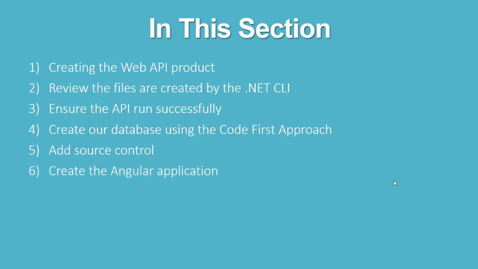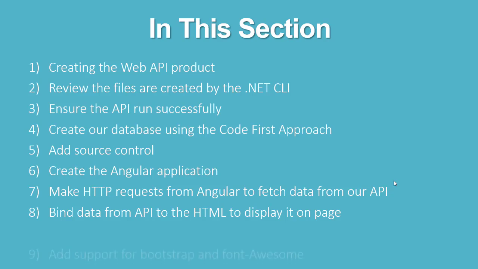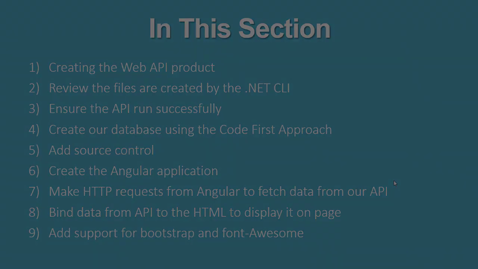We will create the Angular application. Then configure our Angular application to fetch data from our API. And then we are going to bind the data we get back from the API to the HTML so that we can display it on the page. And during this, we are also going to add support for Bootstrap and Font Awesome so that we can make the styling of our application significantly easier than starting from scratch with CSS.